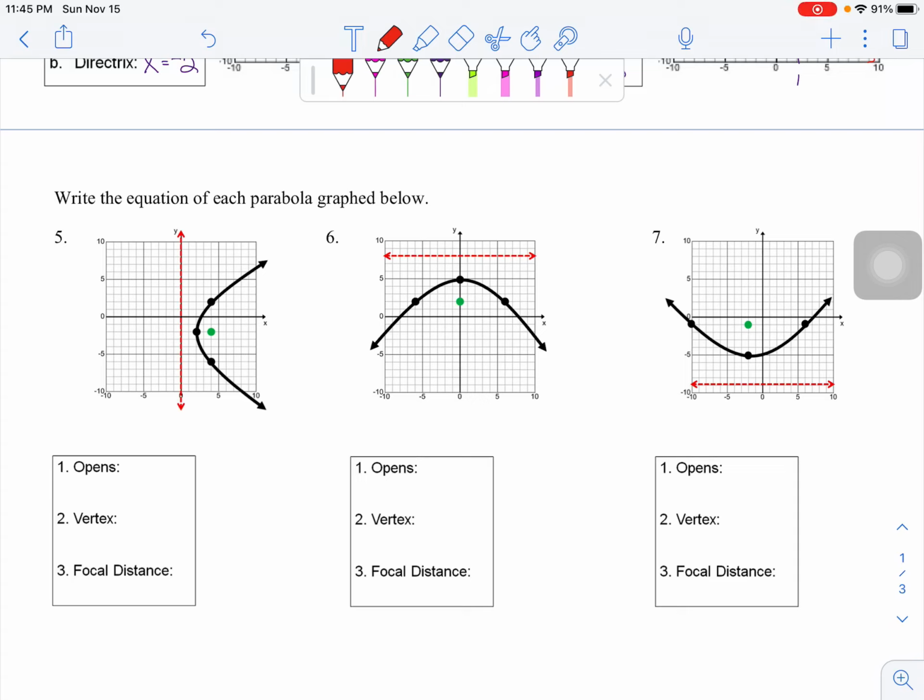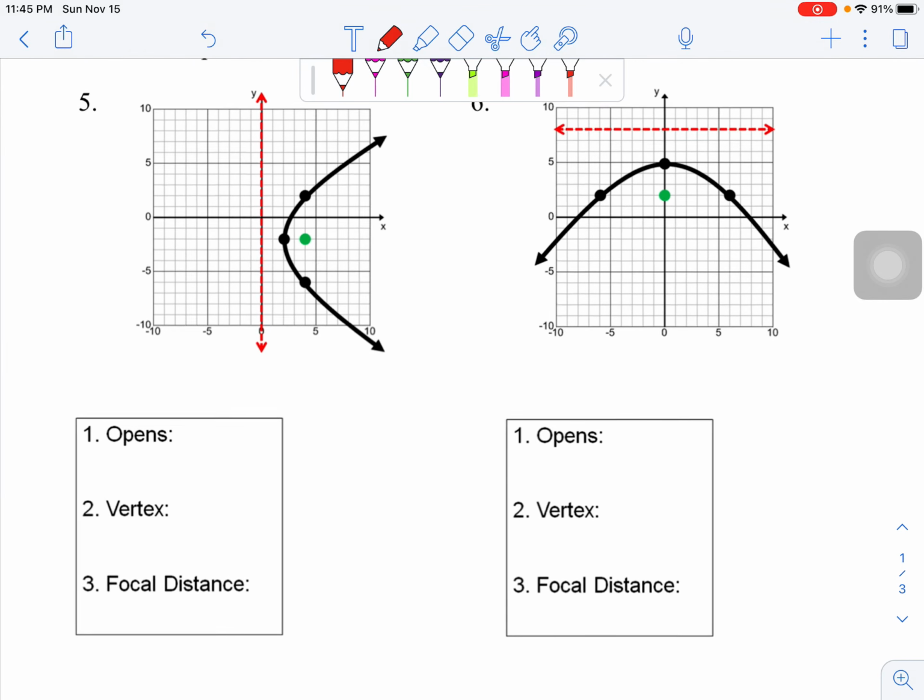In this video, I'm going to take some parabola graphs and turn them into equations. And then a little bit later on, I'm going to take some characteristics and write equations based off of those. So let's jump right into problem number 5 here.